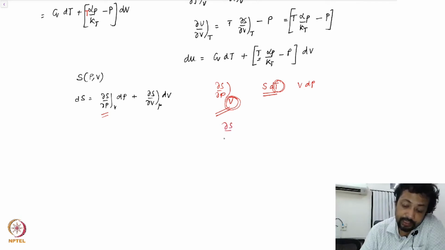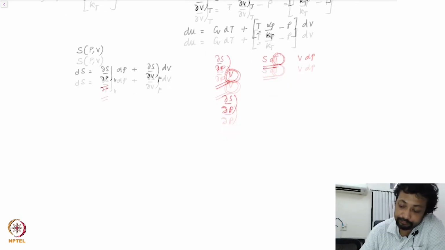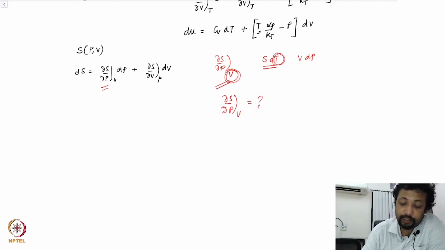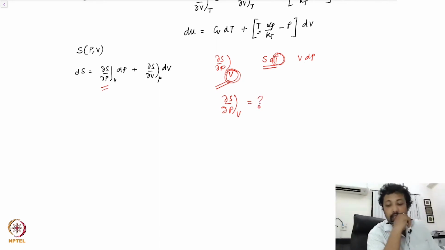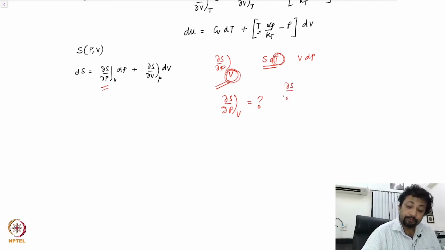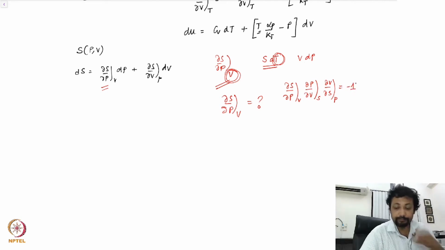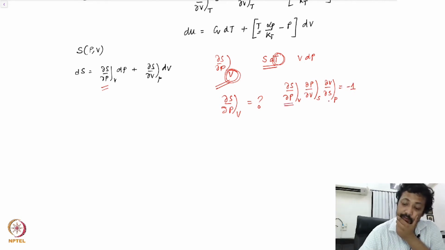So then I have del S del P volume constant, and I have to figure out how to do this. One possible way of trying it out is del S del P volume constant, del P del V entropy constant, del V del S pressure constant is equal to -1. So you can relate del S del P with del V del S. But here also you land up in trouble because this derivative is slightly strange. Why? Because you're looking for a derivative which is del S del V pressure constant.